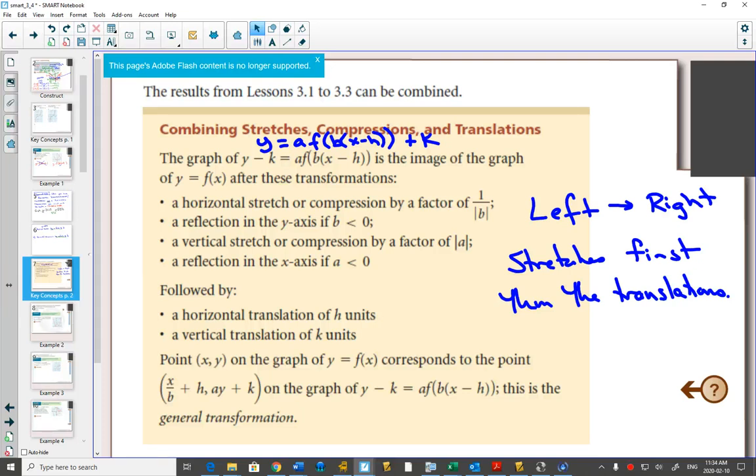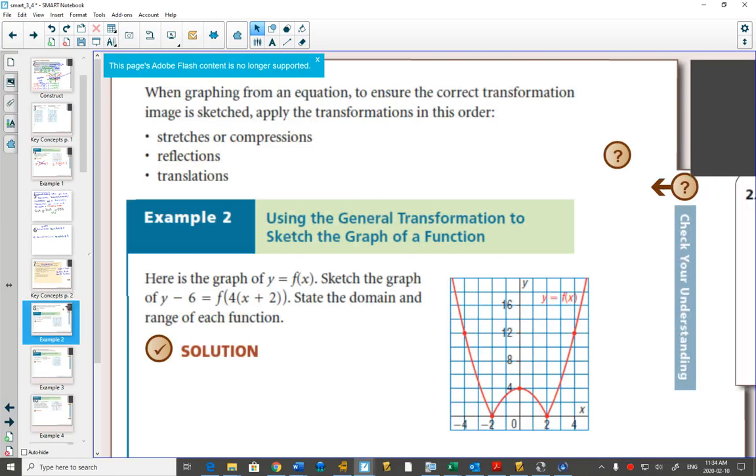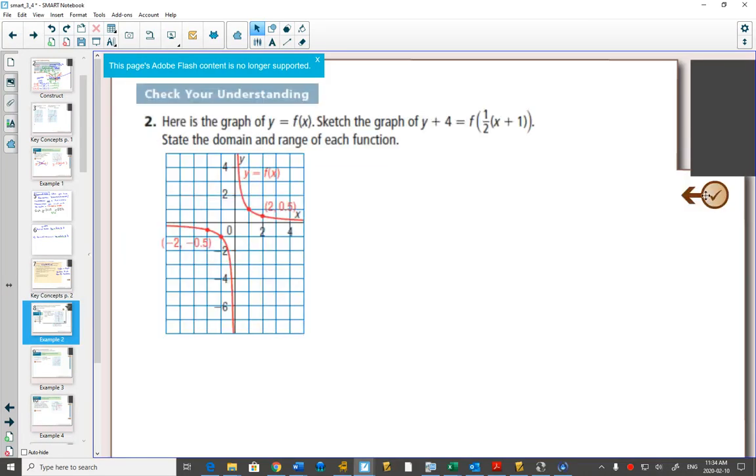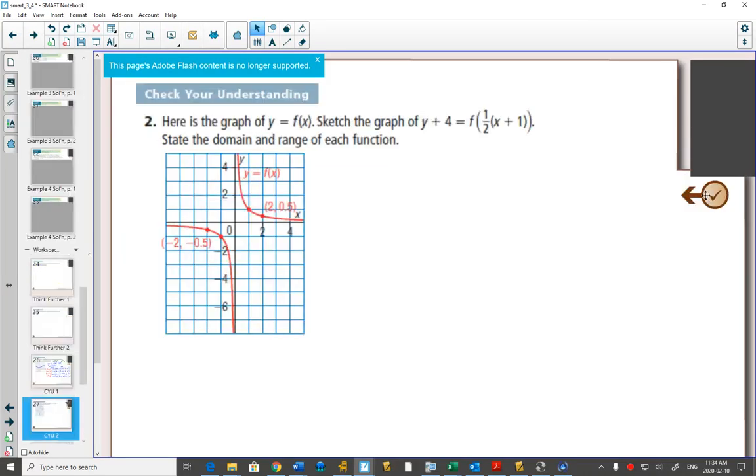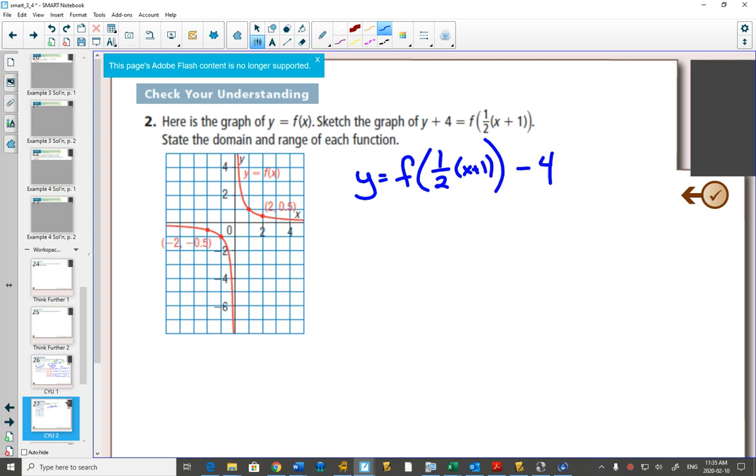So when we go to example 2 here, we can see this happening. First of all, they give us the graph of f of x. Things are in function notation. It says sketch the graph of, and they have that 4 on the other side, so I'm just going to rewrite it with the 4 on the other side.